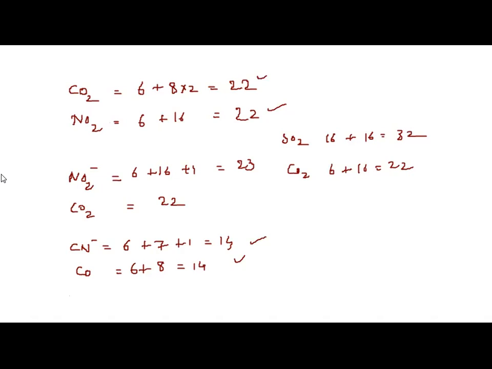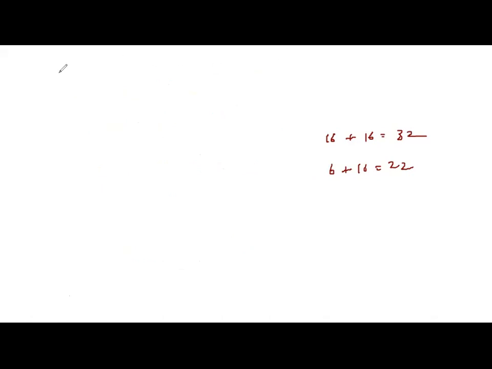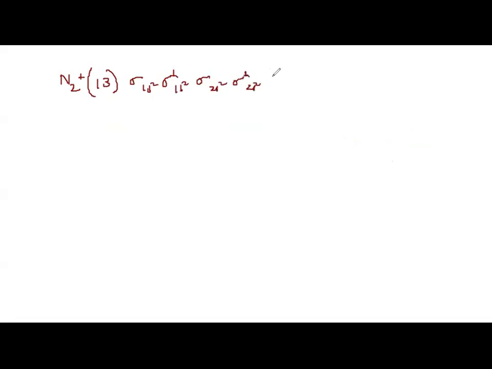Which species does not exhibit paramagnetism? Where there are no unpaired electrons, that will not be paramagnetic. So if you see N2 plus, we will write the configuration itself. Nitrogen 14 minus 1 means 13 electrons. Sigma 1s2, sigma star 1s2, sigma 2s2, sigma star 2s2, then pi 2px equal to pi 2py. So 2, 4, 6, 8, 10, 12, sigma 2pz1, correct? Then N2 plus is done.